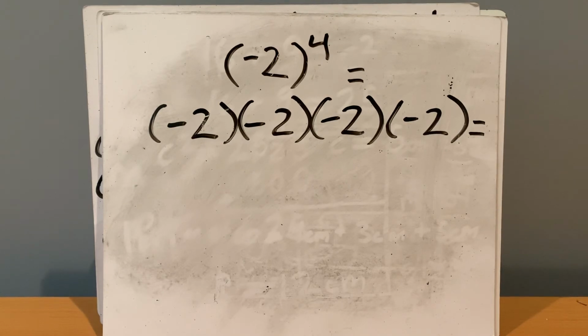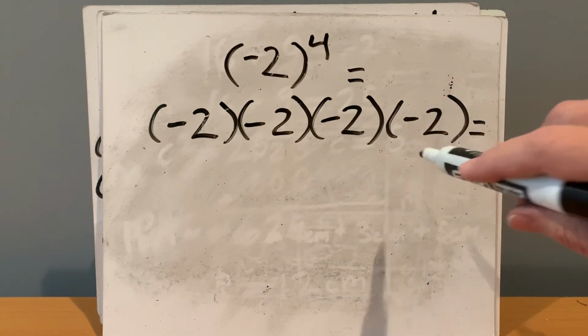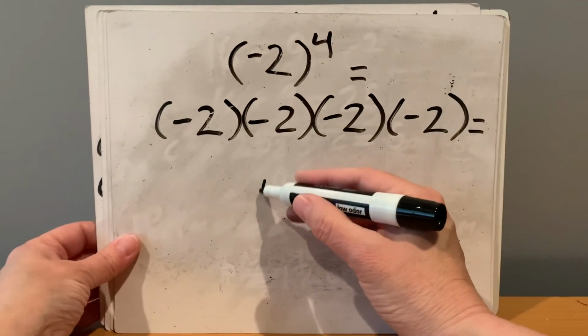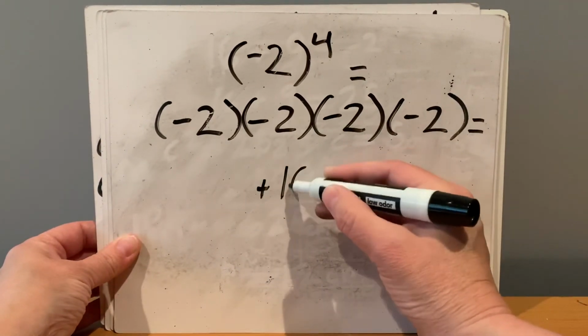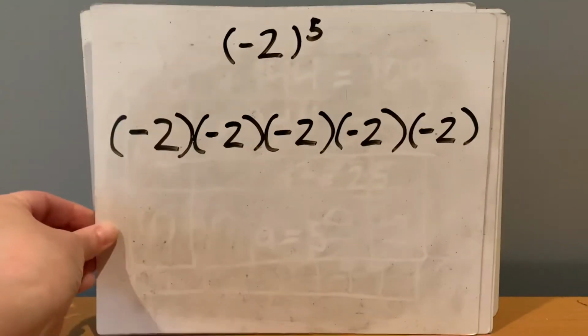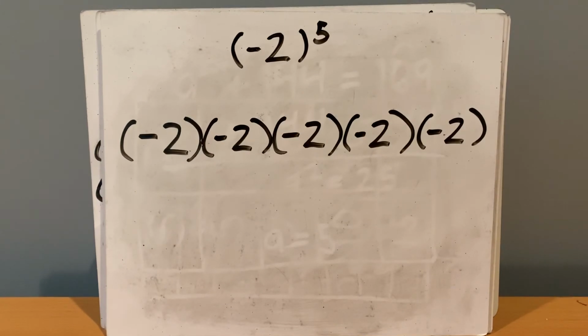So 2 times 2 is 4. 4 times 2 is 8. 8 times 2 is 16. So the answer to -2 to the 4th would be positive 16. Now let's look at -2 to the 5th. We know that means -2 multiplied by itself 5 times. And we know, since that is an odd number, the answer is going to be negative.